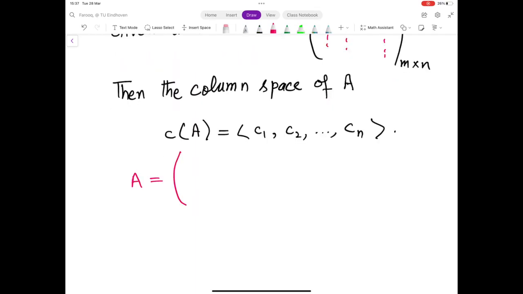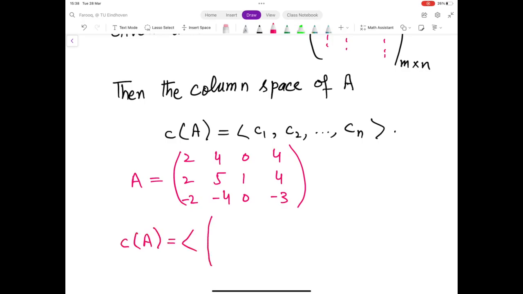For example, we have a matrix A: 2 4 0 4, 2 5 1 4, -2 -4 0 -3. Then the column space of this matrix A is the vector space that is generated by all columns, first column, second column, third column and fourth.